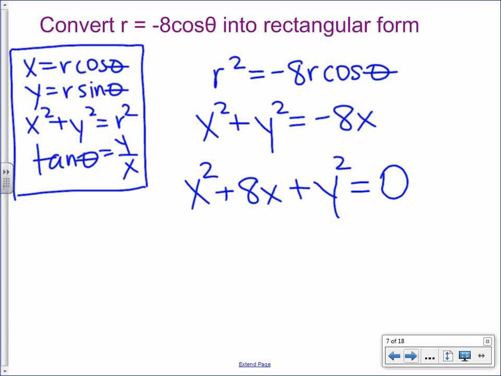Okay, let's complete the square. What completes the square? 16.